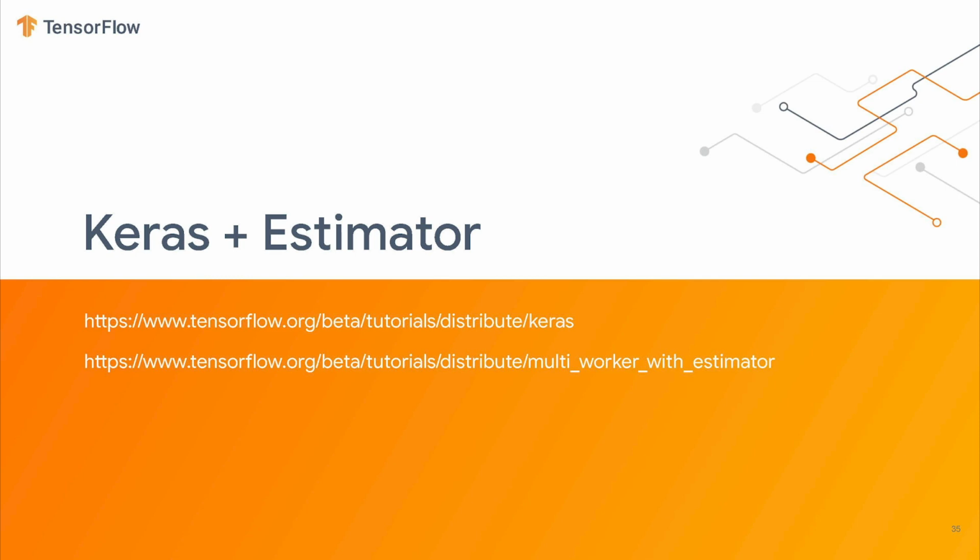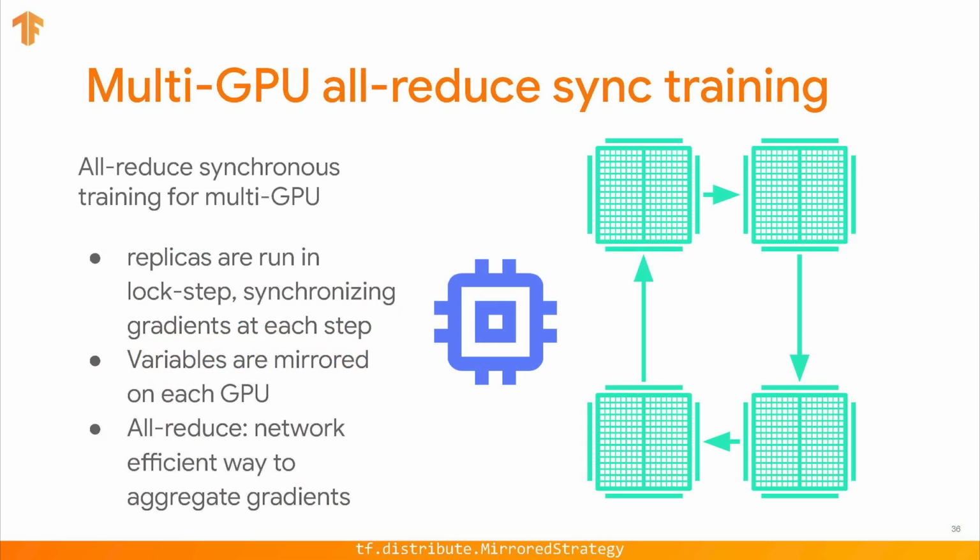So let's start by talking about the use case where you have a model that's created either in Keras or an estimator, and you would like to distribute it using the distribution strategy. And in this section, I'm also going to introduce the distribution strategies that are actually available in TensorFlow. So the first strategy that's available, called mirrored strategy, is one that allows you to distribute your program across multiple GPUs attached to a single worker.